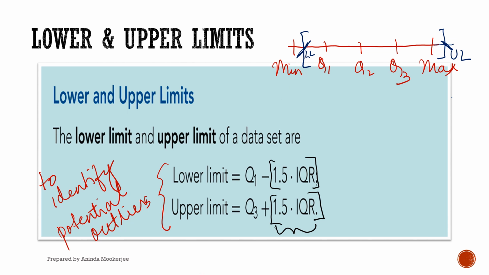So let me write that again. Any value or values less than the lower limit would be regarded as potential outliers.